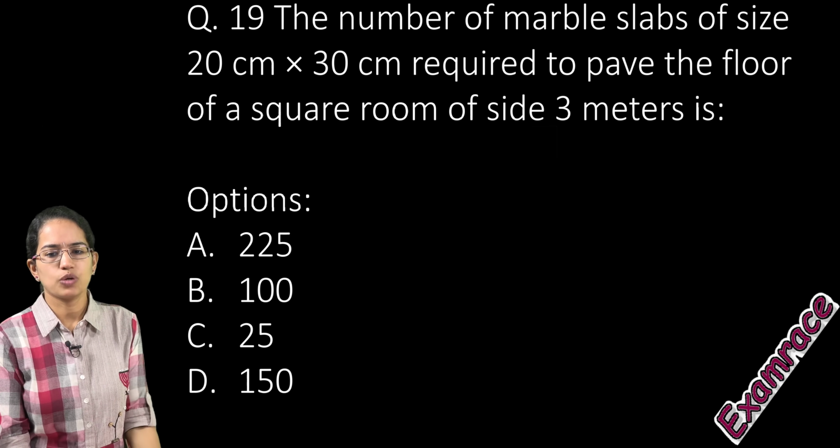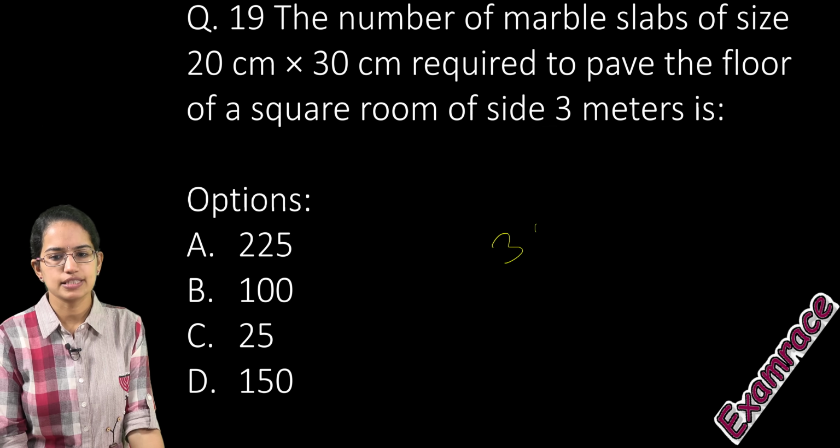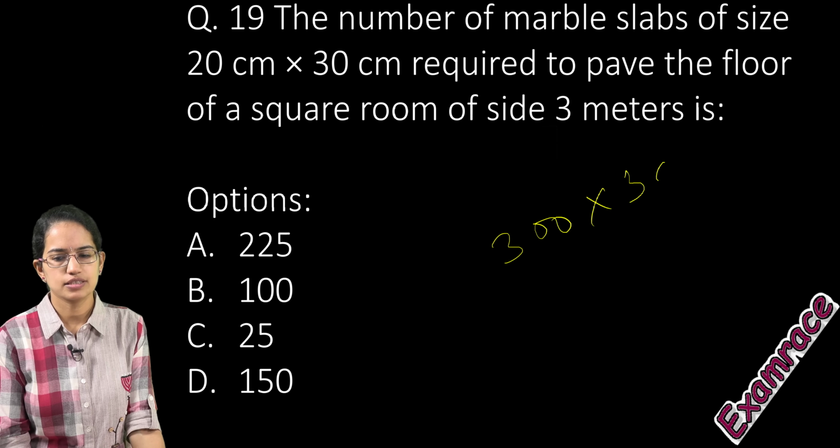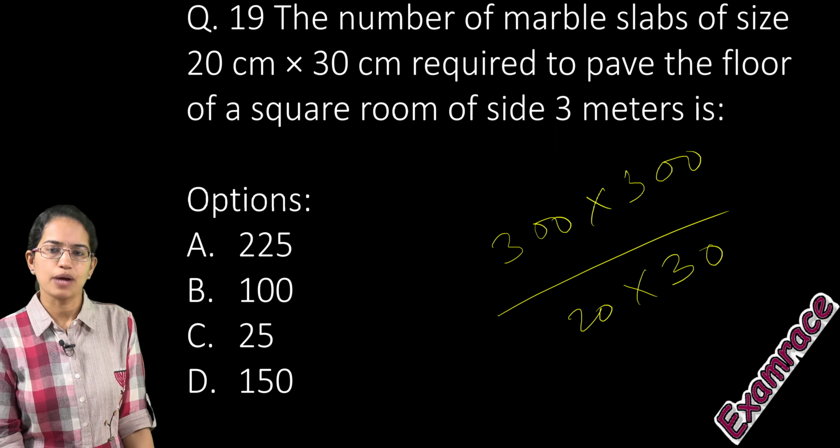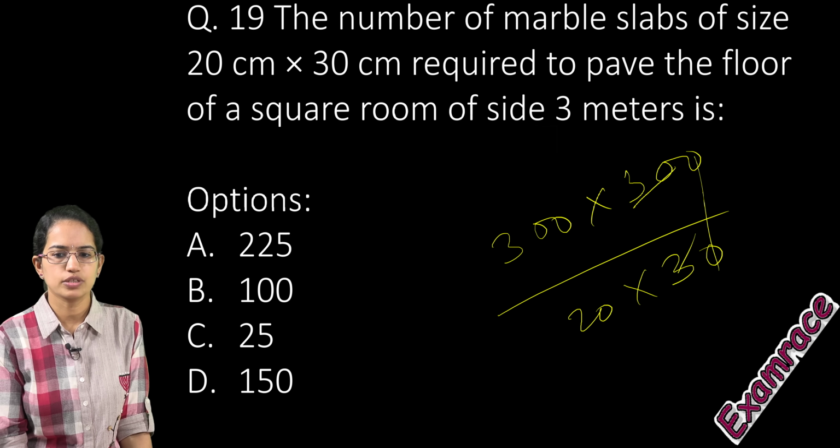The next is, you have a square room of 3 meters, that is 300 by 300 centimeters, since it's a square room, and each slab is 20 by 20. So how many such marble slabs are required? Just solve this, so it becomes 15 by 15, and then you have 300 by 20, that's 15.